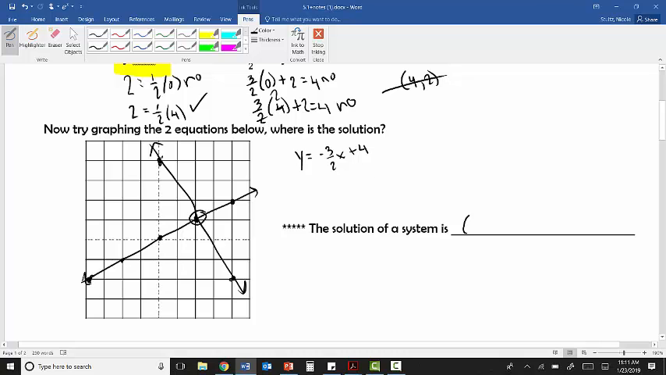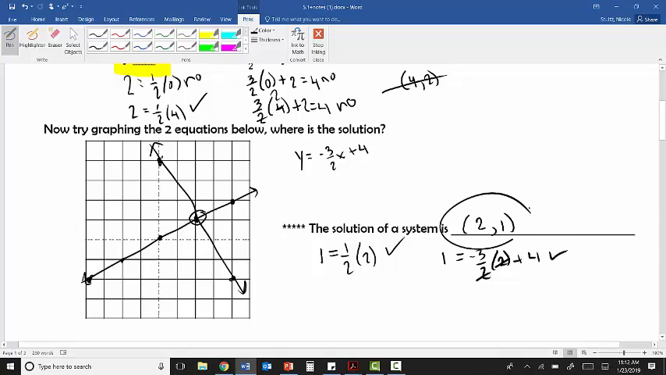If I were to sit here and guess all day, hopefully I'd eventually guess 2, 1, because that does work. And if you really want to check it super quick, we're going to plug those into our starting formulas. We're going to put 1 in for y, and we're going to put 2 in for x. And we just want to make sure that that works. Half of 2 is 1. Negative 3 halves times 2 is negative 3, plus 4 is 1. All right, so I know that 2, 1 is correct. I did my work right.